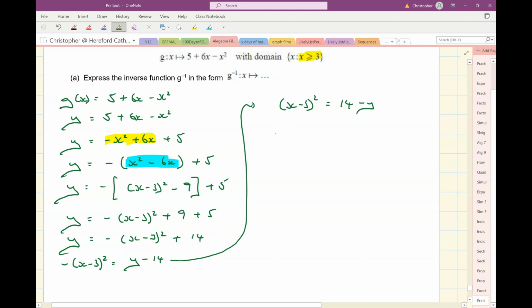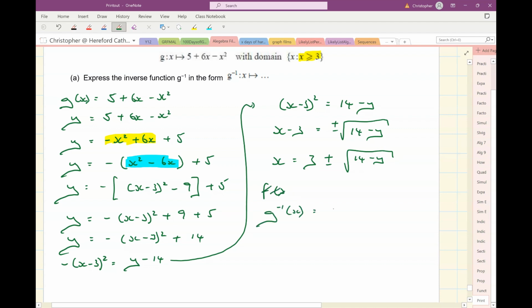Right, square root both sides. x minus 3 is either of the two square roots of 14 minus y. Add 3 to both sides, so x is 3 plus or minus the square root of 14 minus y. Now, I'm thinking, therefore, that my inverse function is going to be 3 plus or minus the square root of 14 minus x. Great. But look out, there's that restriction on the domain, isn't there?